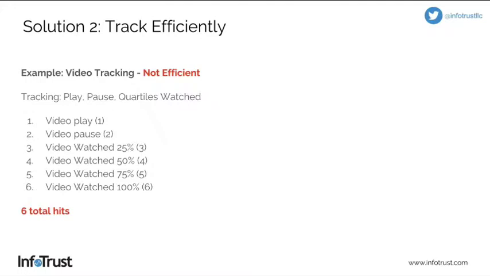In this case, let's look at this. So we track the video play, that happens first. Video pause, someone pauses it. We're at 2 hits so far. Video watched, 25%. Video watched, 50%, 75%, 100%. That's 6 hits. We're sending 6 hits. This is just one video, one user watching one video.